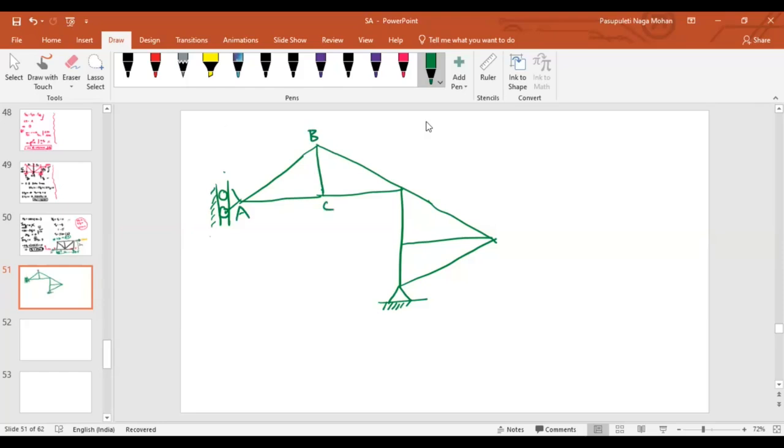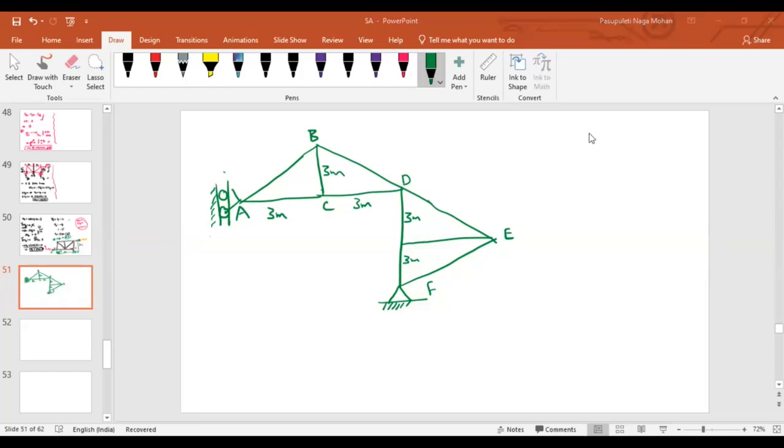Can you tell me whether it is determinate or indeterminate? Determinate, sir. Determinate? No, it is indeterminate. Why, sir? It will be removed on member BC. They can form any triangle. Anybody can try it, whether it is determinate or indeterminate, other than her.